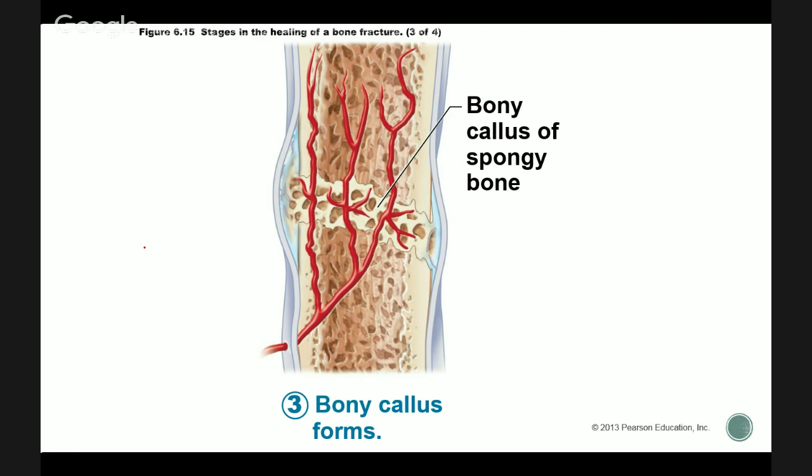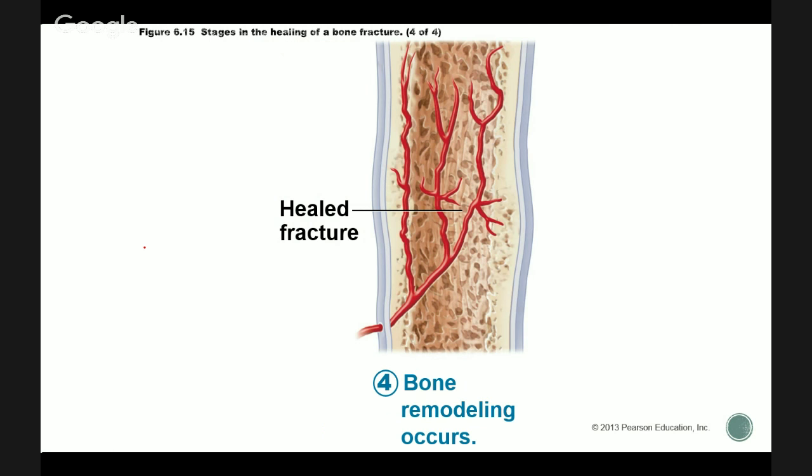Now you can spend quite a bit of time here in the bony callus stage, where the bony callus is formed. And you can see that the bone has restored itself. And then finally, the fracture is healed.